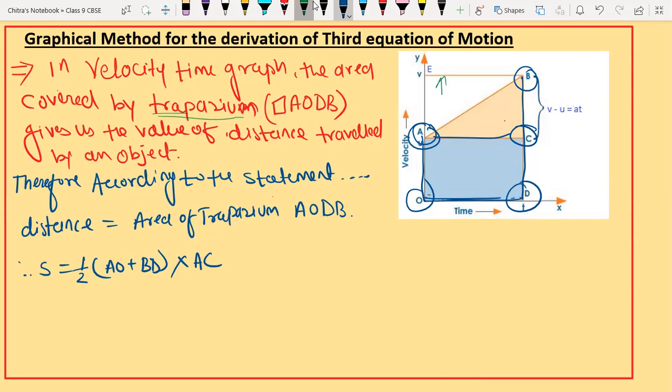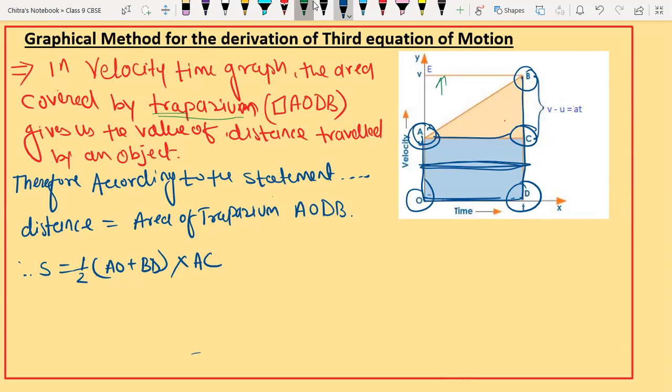So can we take AB as the distance between them? No, AB is a slant height, beta. We can't take that. The distance is this one, the distance between those two parallel sides, which is either AC or OD. So you got the area of trapezium now. Area of trapezium is half of the sum of parallel sides into the distance between them.